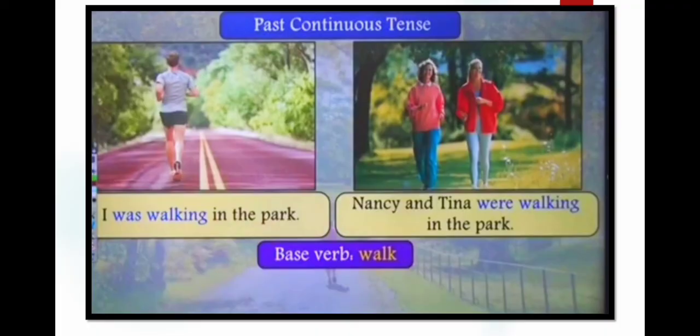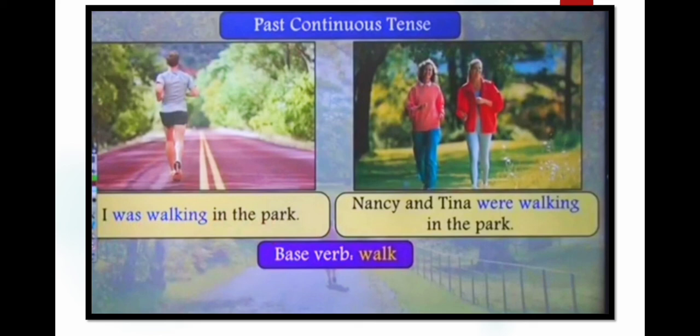Now let's see one example of past continuous tense. Let us read these two sentences. I was walking in the park. Nancy and Tina were walking in the park. Now both the sentences have verbs was walking, were walking, which are formed from the base verb walk. And both these verbs are in the past continuous tense. But we have used was with the singular pronoun I, and here Nancy and Tina are two people. They are in plural. So here we have used were with the ing form of the base verb walk.